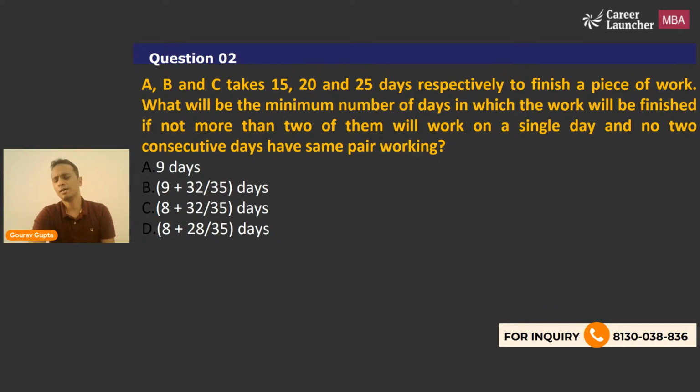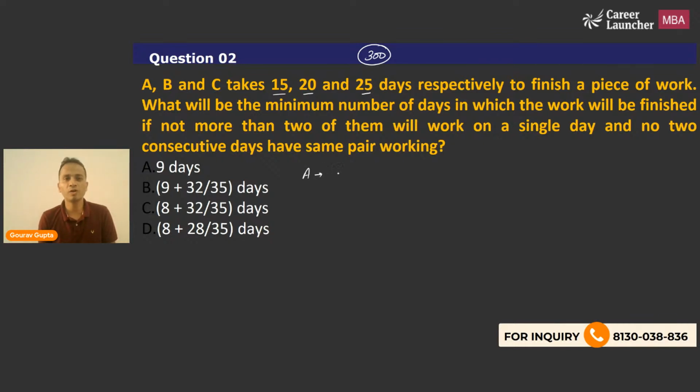Now, first of all, in this type of questions, when you are given the number of days taken by all three of them, A, B, and C, you can start by assuming the total quantity of work. So let's say the total work is a number. To ease down the calculations, you can assume this number as the LCM of these three numbers. Okay. So I'll assume the total work as 300 units.